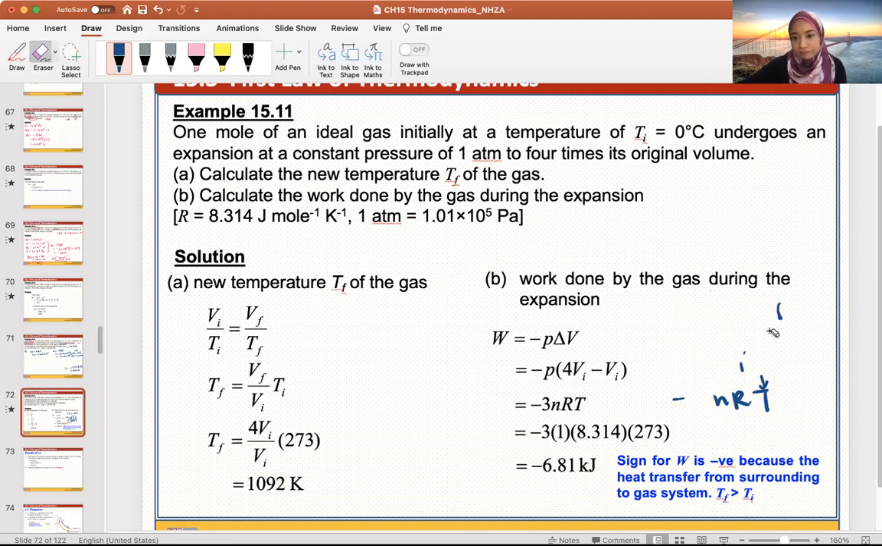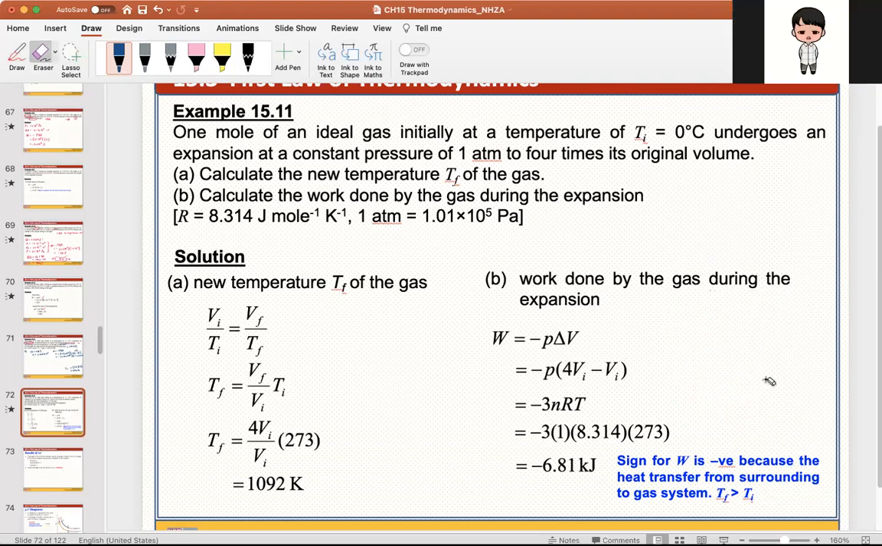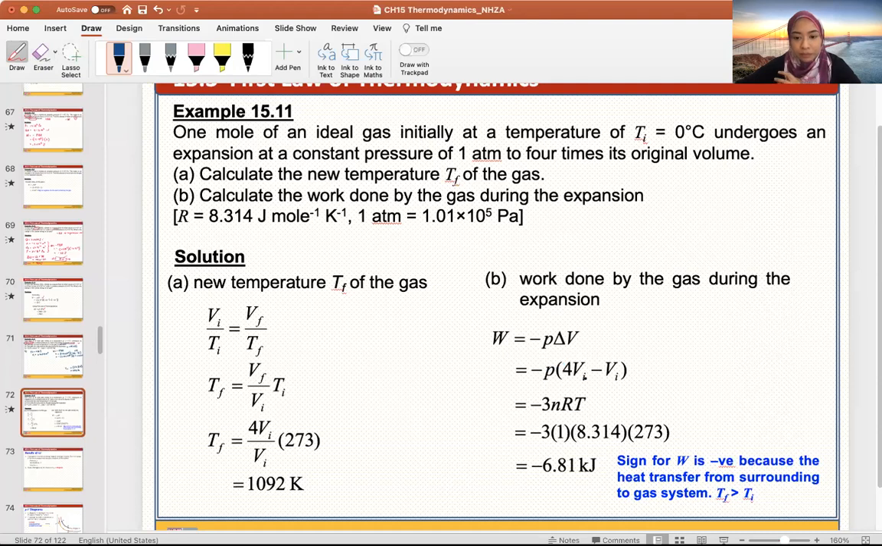Okay. Doktor, yep. Yes. Muted. Kenapa, sorry. Kenapa T tu kita tak substitute dengan 1092? Kenapa kita tak substitute T tu dengan 1092? Oh, okay. Ya. PV equals nRT. Okay, if I wanted to use the final, betul-betul. The question is confusing.